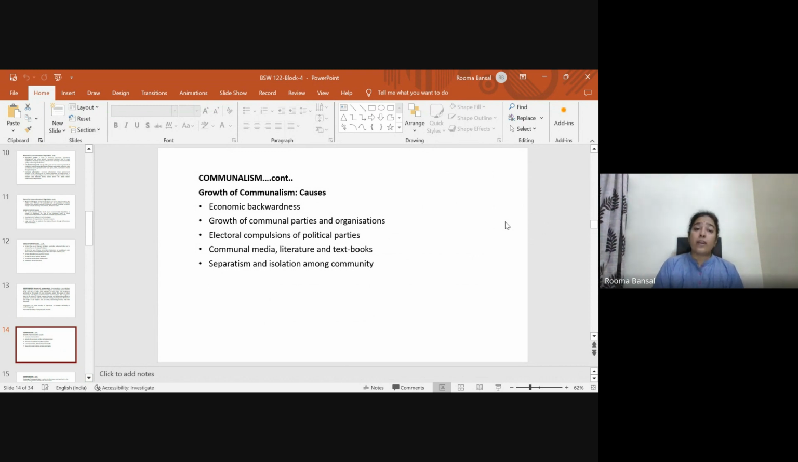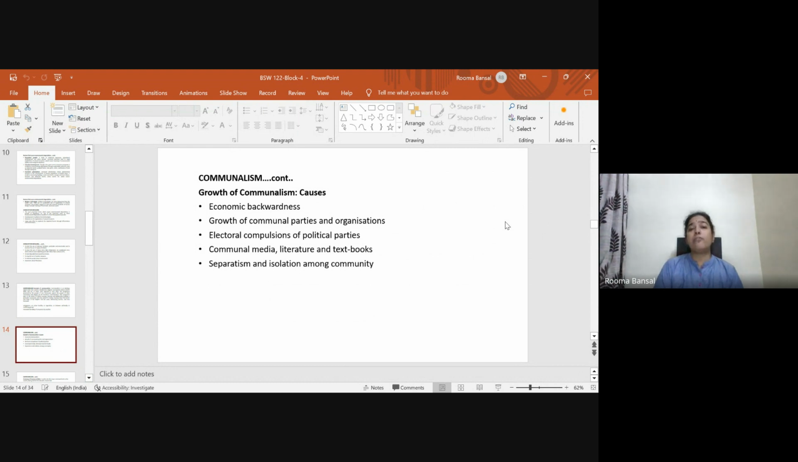Now, political leaders or communal leaders, they try to influence them. They try to tell them that if we come in power, then we will do this thing for you. But you have to do this particular event or this particular practice for us. So they are taking advantage of the economically weaker section of that particular community.